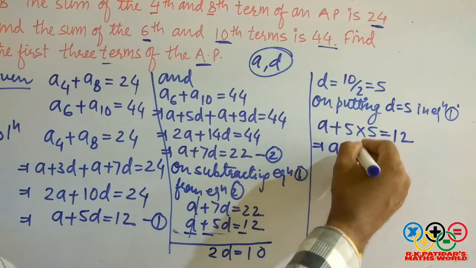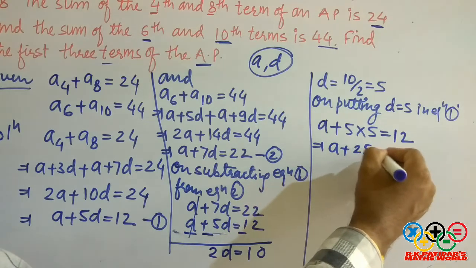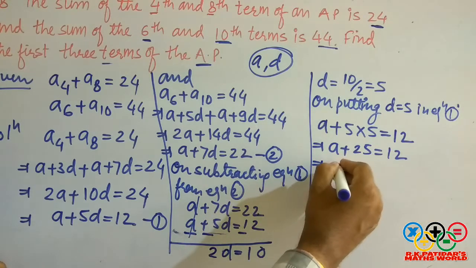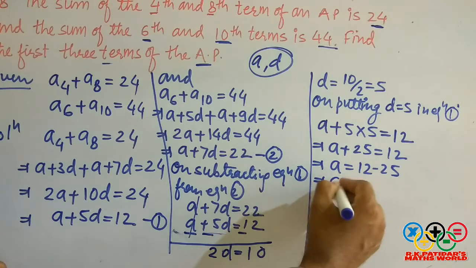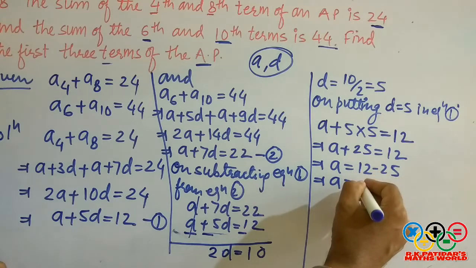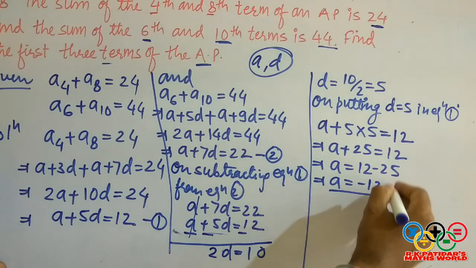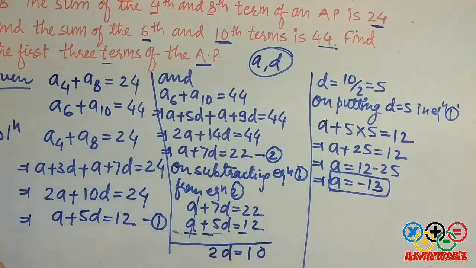So it is A plus 5 5 ja 25 is equal to 12. So it is A is equal to 12 minus 25. So A is equal to 12 minus 25 is minus 13. So value of A is minus 13.